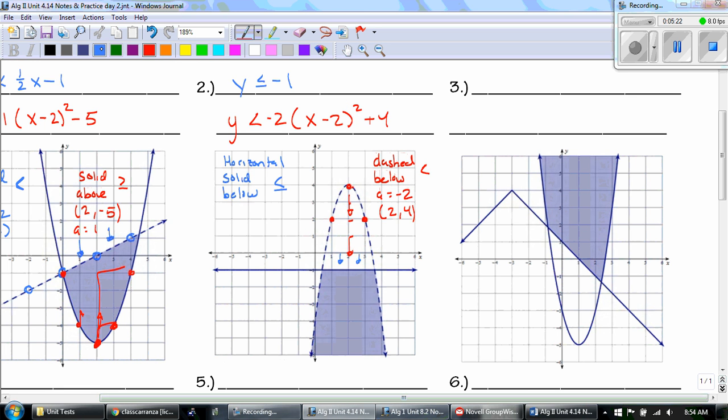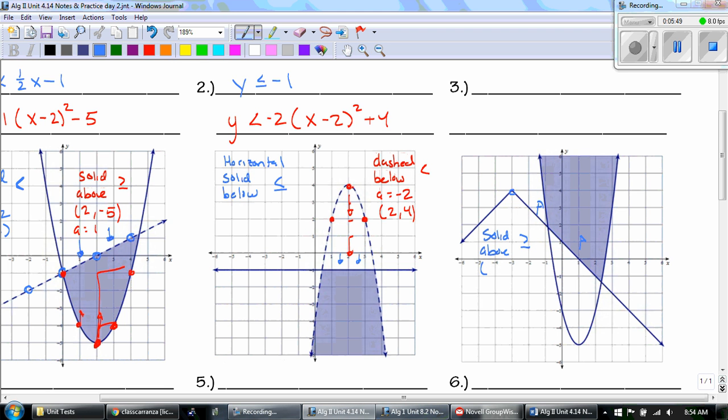All right, number 6. We have once again two different ones. Let's talk about the absolute value first. So my absolute value is a solid closed line. And for the absolute value, we shaded above. So it's solid and above, so that is the greater than or equal to symbol.